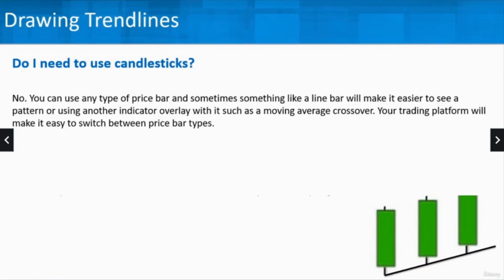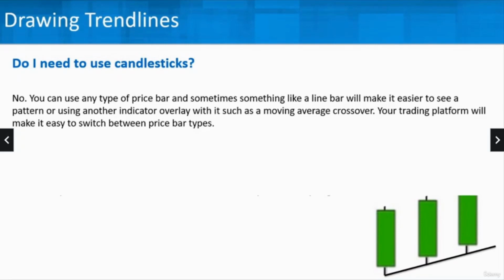And the other question is, do I need to use candlesticks? And the answer is no. You don't have to use candlesticks. You can use any type of price bar, and sometimes something like a line bar will make it easier to see a pattern. Or you might use another indicator overlay over the top of it, such as a moving average crossover, where your trading platform will help make it easy to put all that together.